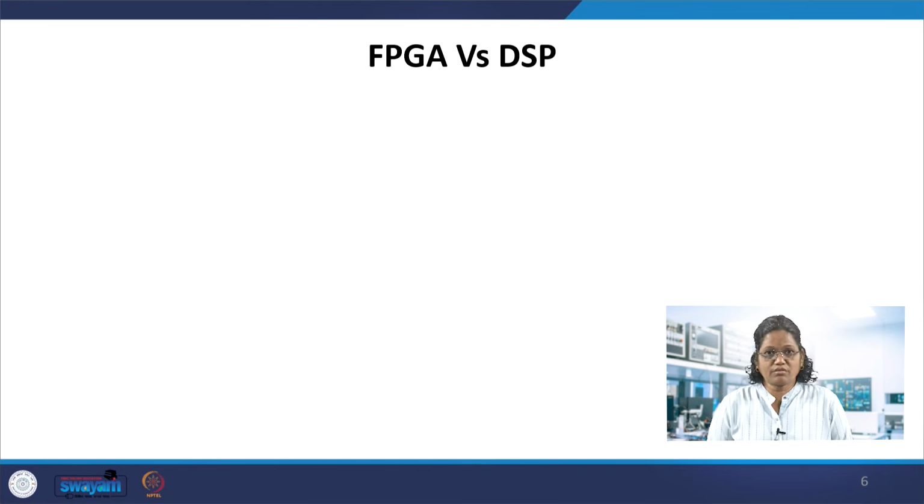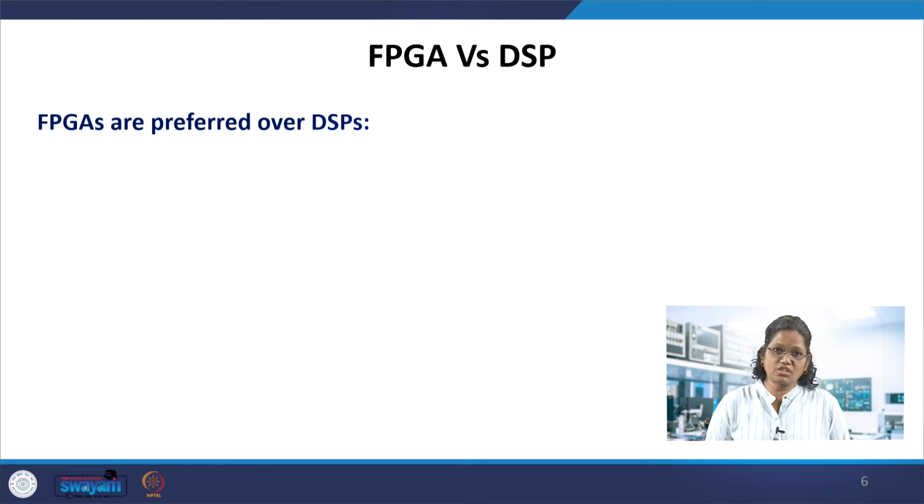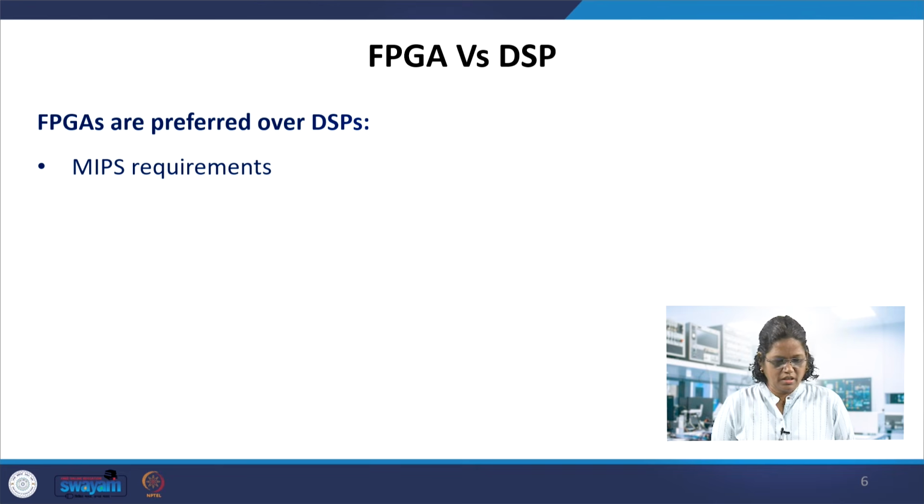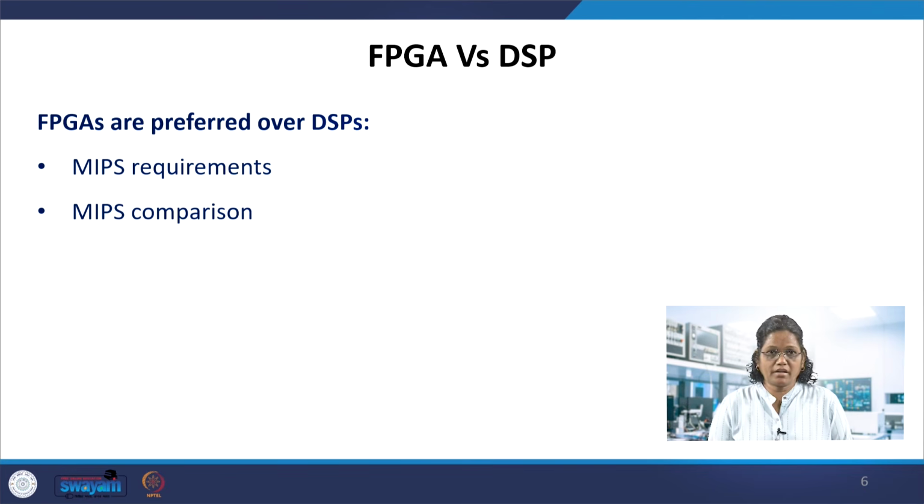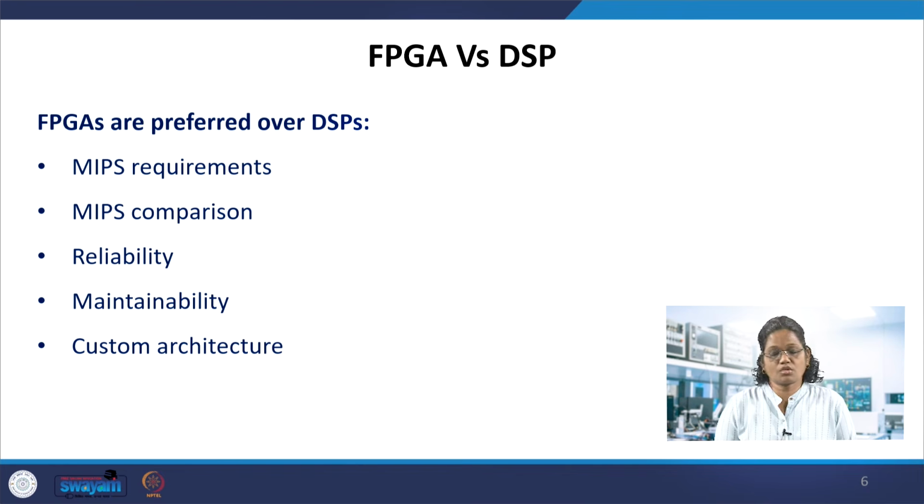When we talk about FPGAs over DSPs, FPGAs are preferred over DSPs, and we have given a few reasons here. One is the MIPS requirement: the applications require many millions of instructions per second, so it is better to compare FPGA and DSP on MIPS. Another is reliability: FPGAs are more reliable and maintainable according to the software development process and application-oriented needs. FPGAs are also custom hardware architectures.